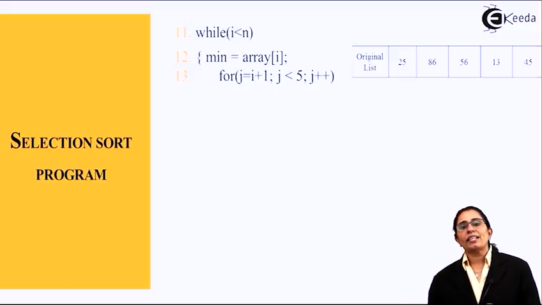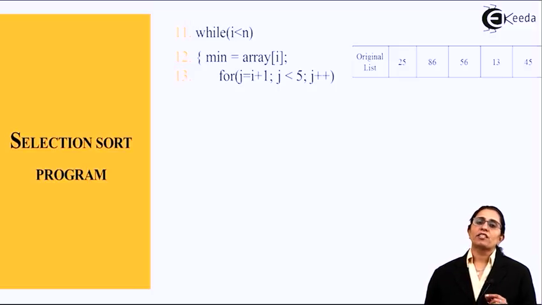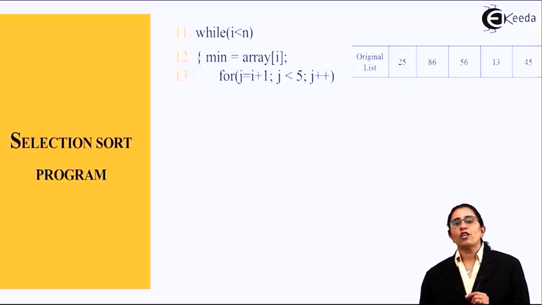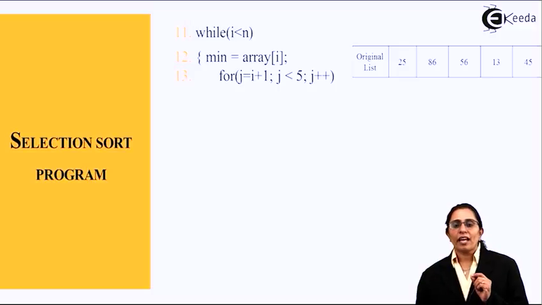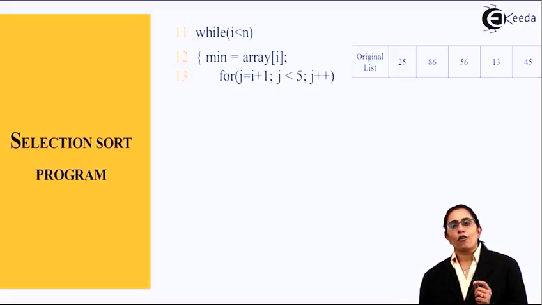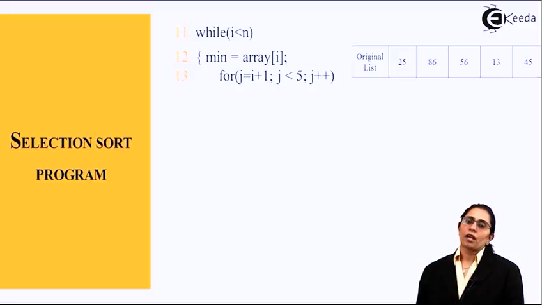Now, why do we take the value from i plus 1? Because we have initialized min with the first element, that is the value of array at location 0. I don't need to compare the same element with itself, so I always have to start with the next element. That is the reason I start all my j loops for this selection sort from i plus 1.